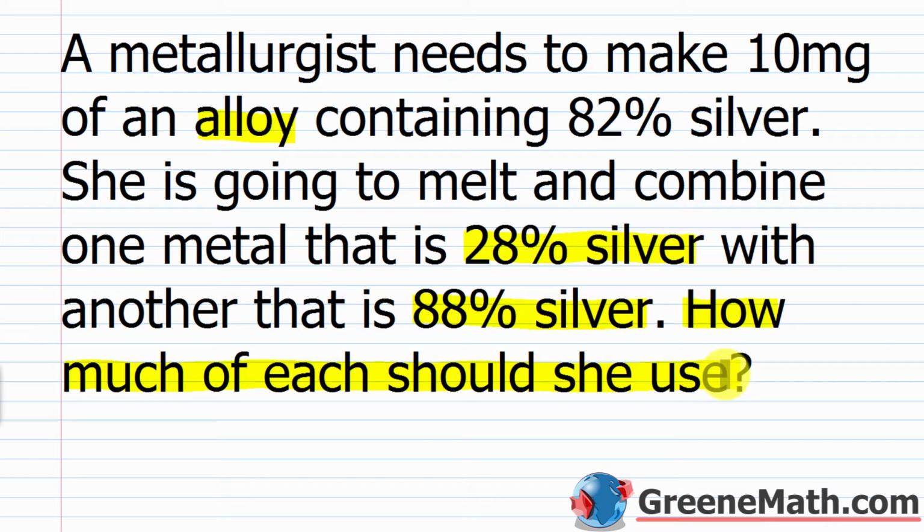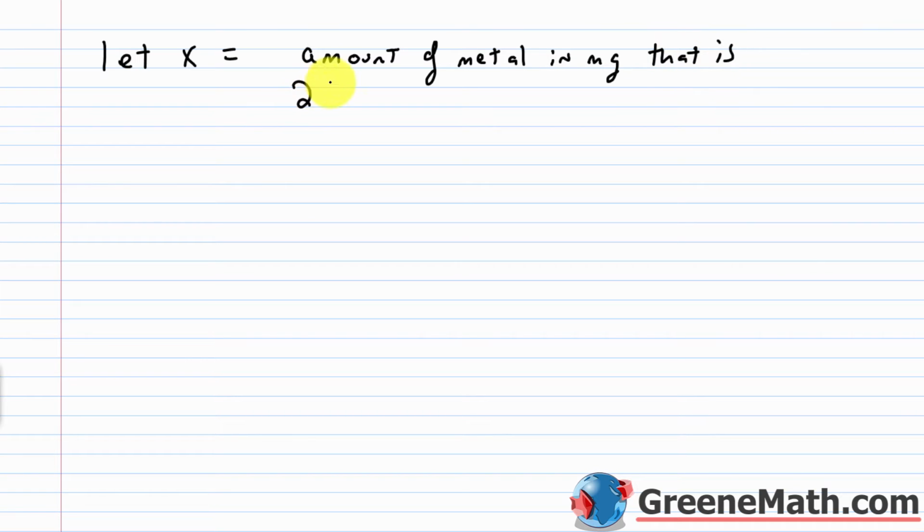So when we move to our next step and we want to assign a variable to represent the unknown, we have those two unknowns. So let's let x equal one of those. Let's let x equal the amount of metal in milligrams that is 28% silver. Okay, so the amount of metal in milligrams that is 28% silver.